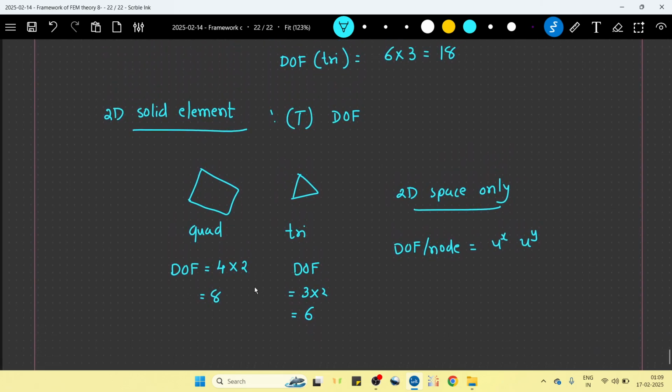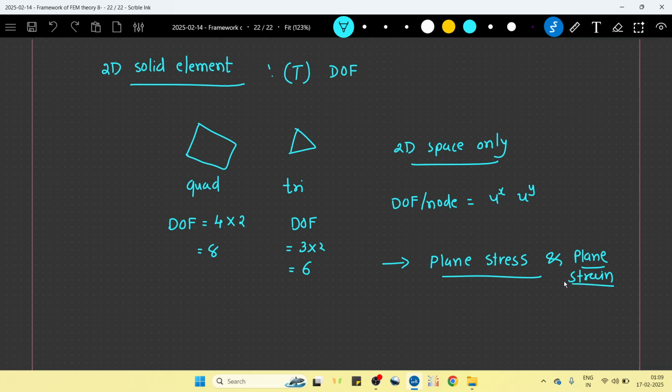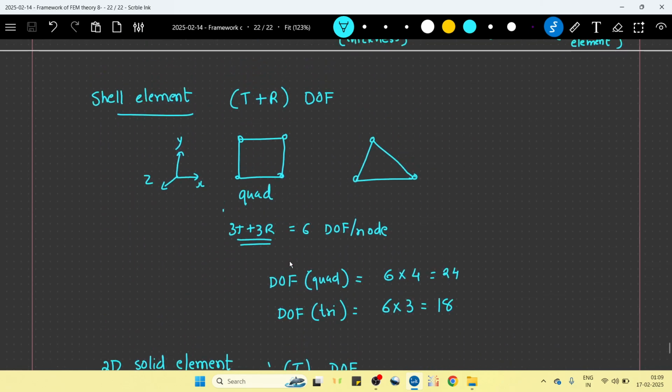Now these 2D solid elements, there are further two types of 2D solid elements. One is plane stress and plane strain. Plane stress and plane strain elements. We are not going to detail, but you can find it online as well. It's a very easy concept, right? Plane stress 2D solid elements, and plane strain 2D solid element. Okay, both will have same degrees of freedom, ux and uy. So this is on 2D elements.